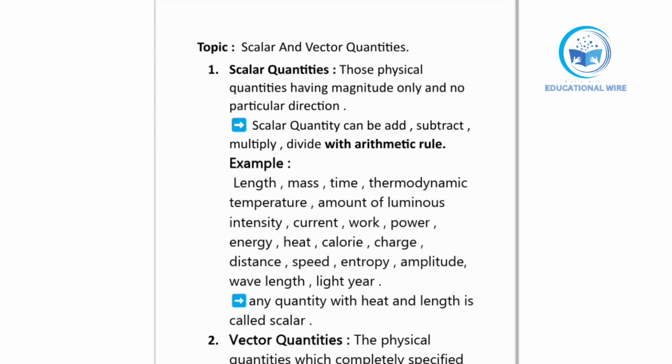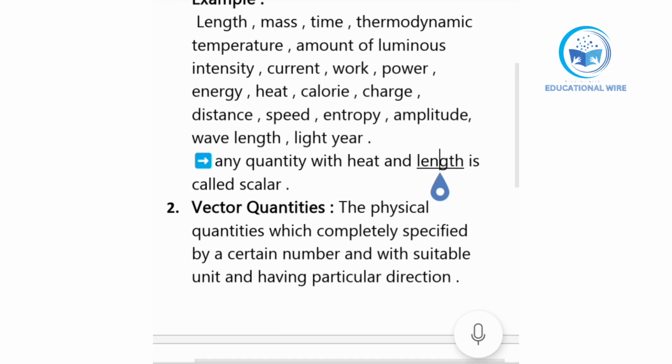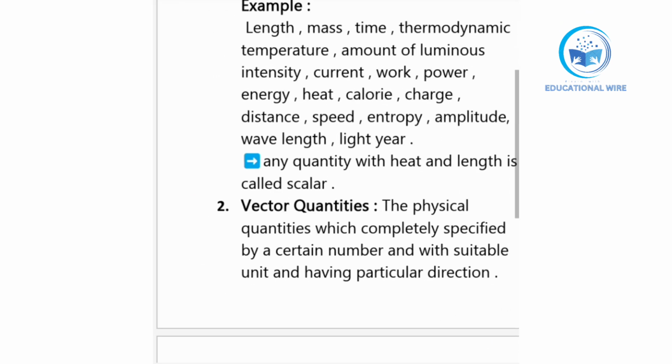Today we have discussed scalar and vector quantities: those physical quantities having magnitude only, no particular direction, are called scalar quantity. And the vector quantity is the physical quantity completely specified by a certain number and suitable unit like magnitude, and having particular direction. I didn't explain how the particular direction will be.